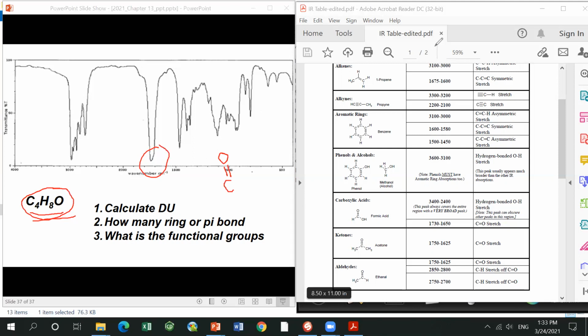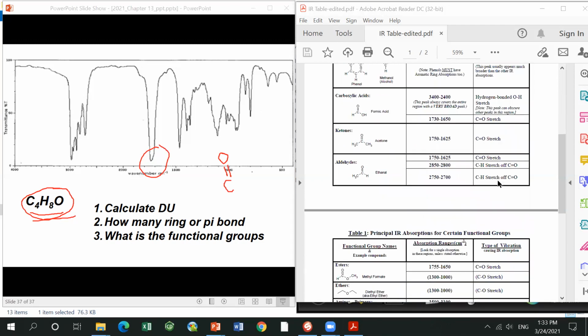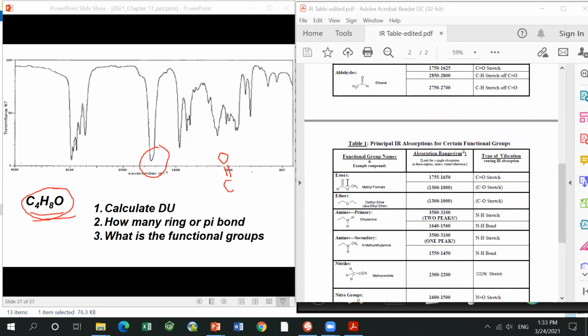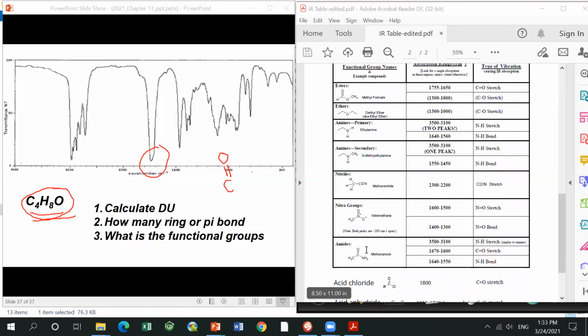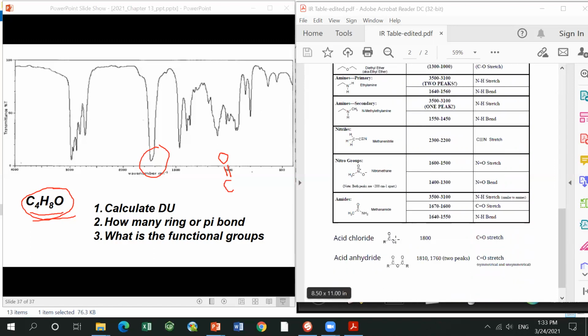If you look at the IR table, if it's a carboxylic acid, you should see 2 oxygens. If it's an ester, you should also get 2 oxygens. If it's an amide, it should have nitrogen, and this one has no nitrogen. If it's an acid chloride, you should see chlorine in the formula. And if it's an acid anhydride, there are 3 oxygens, so definitely not an anhydride.